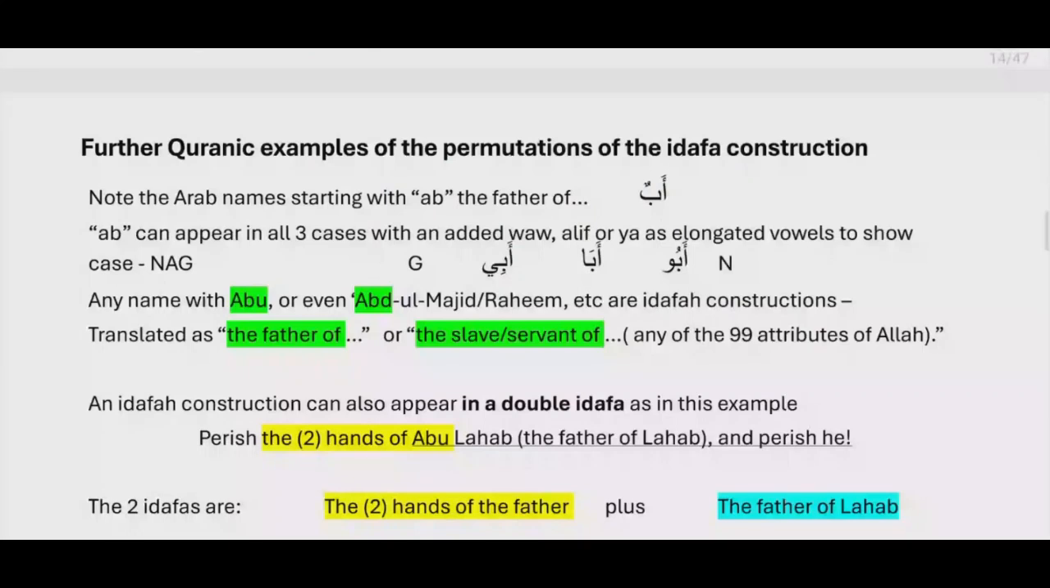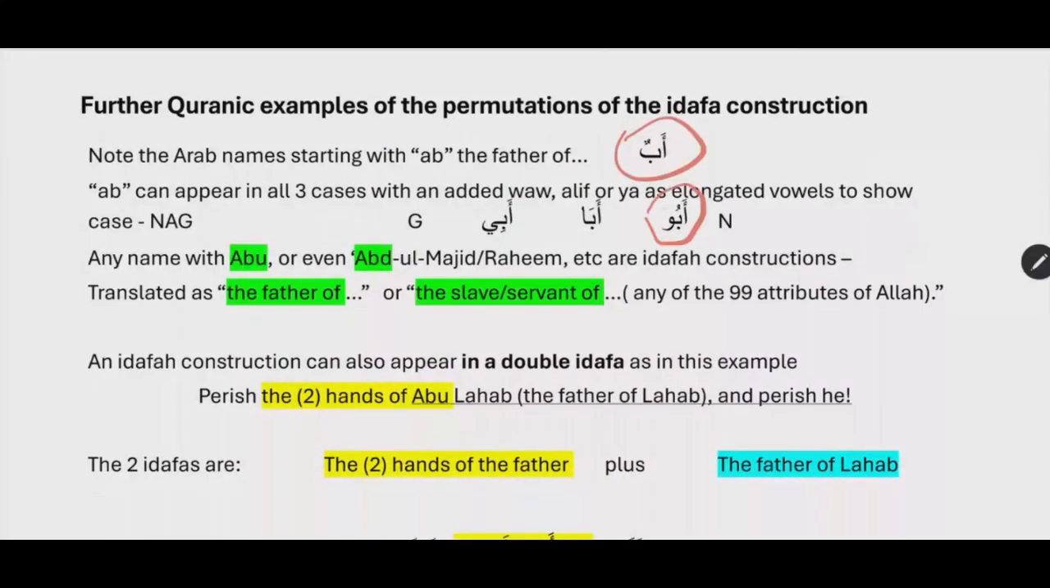And when you use Abu in the idafa construction, you have to use Abu, Aba, or Abi, the nominative, accusative, or genitive versions of it. So if you have Abu Lahab, Abu Talib, using Abu, then you know that that's the father of Talib or the father of Lahab. That's one example of an idafa. Abu doesn't take an al, but it can take any case: Abu, Aba, or Abi, depending on the sentence. And the word Lahab will always be genitive in case, and Talib will be genitive in case.